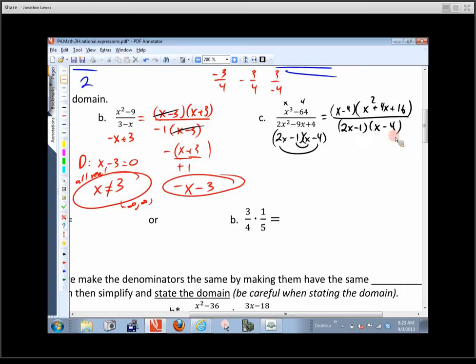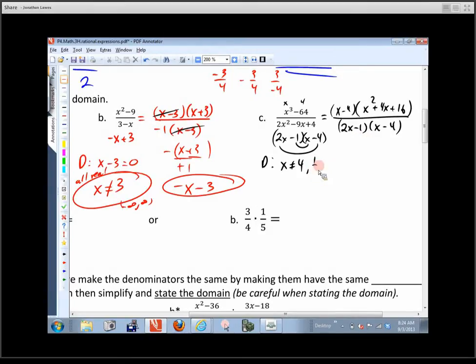Okay? Let's talk about the domain. Okay, let's look at this. What number can I not plug into this one right here? Into the x minus 4. Okay, I can't plug in a 4, so we're going to throw out a 4. What number can I not plug into this one? Into the 2x minus 1. Okay, that's going to be a positive 1/2.